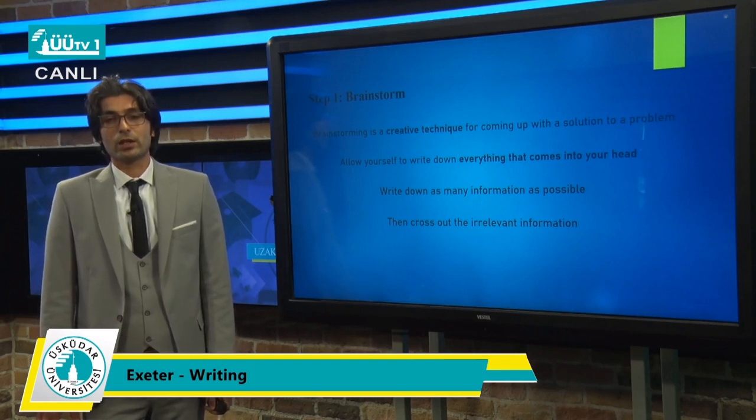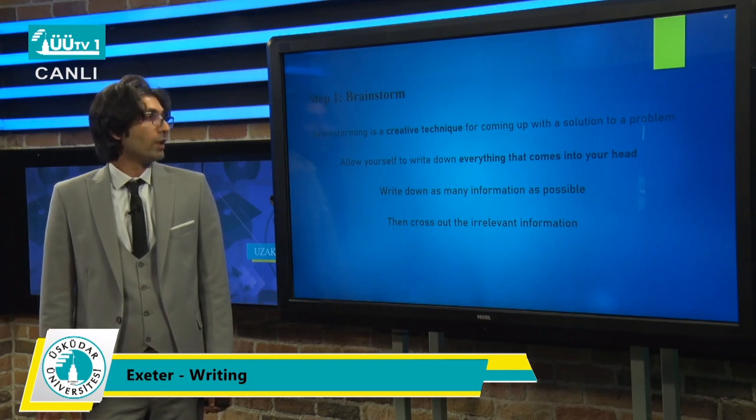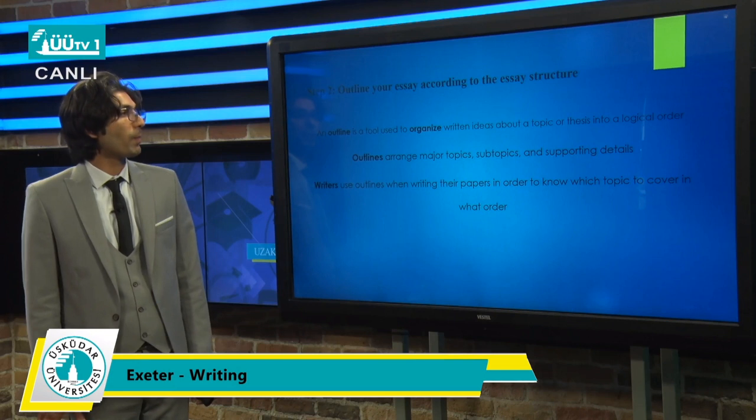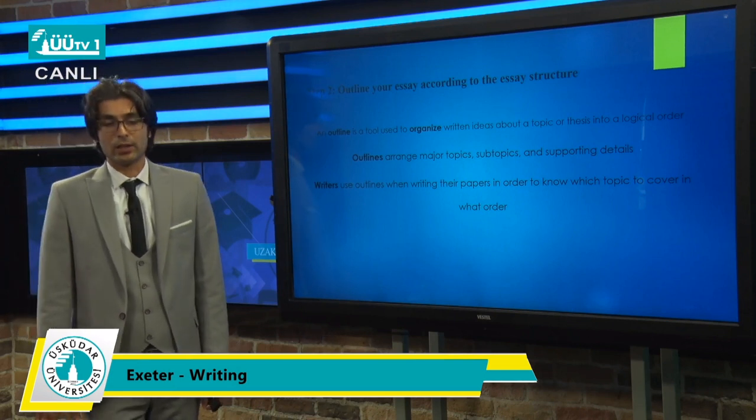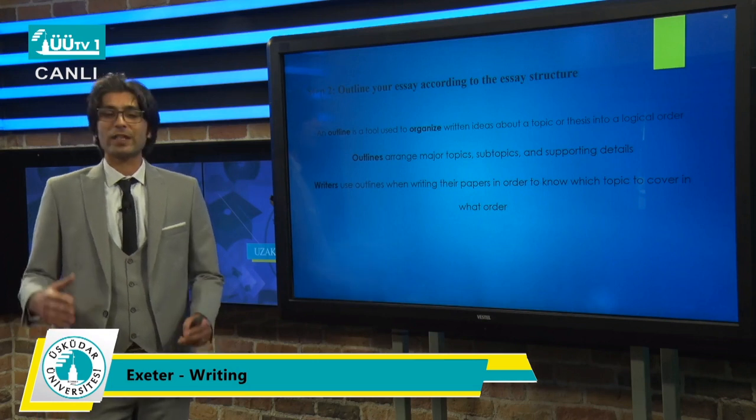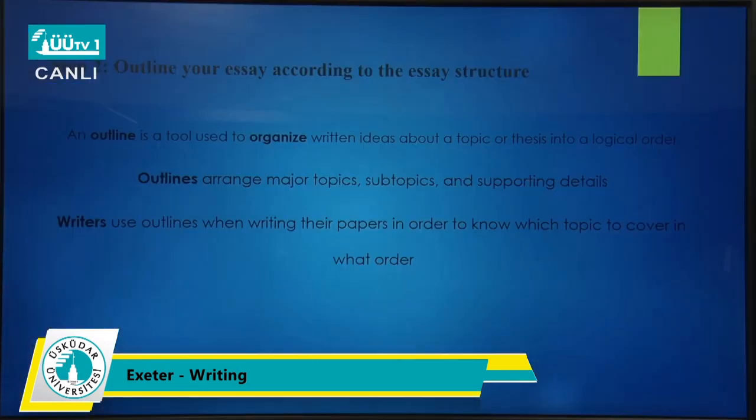After brainstorming, we have outlining, as I talked about before. You can see outlining here. This is the second step. First of all, let me tell you what an outline is. An outline is a tool used to organize written ideas about a topic or thesis into a logical order. Outlines arrange major topics, subtopics, and supporting details. Writers use outlines when writing their paper in order to know which topic to cover in what order. So outlines give us the idea to put them in a logical order.